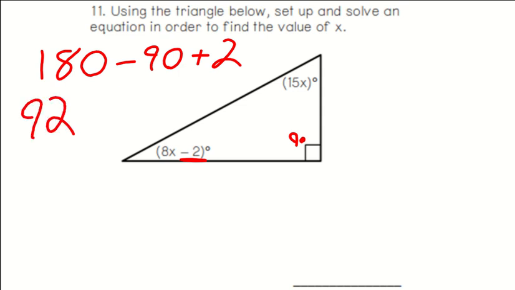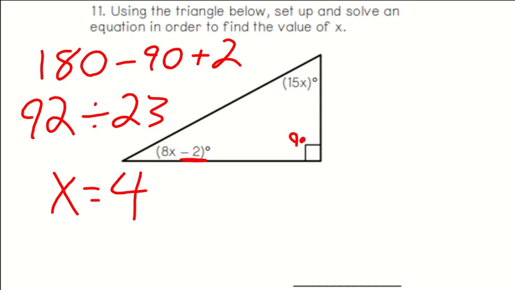All right. So I get rid of the constants first by doing opposite. I had a positive 90, I had a minus 2, I did the opposite with them. I subtracted 90, added 2. Now I get rid of my coefficients. I have a 15x, I have an 8x. 15 and 8 make 23x. So I divide by my coefficients. And that's it.